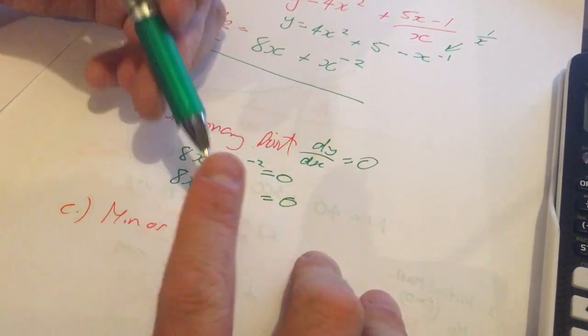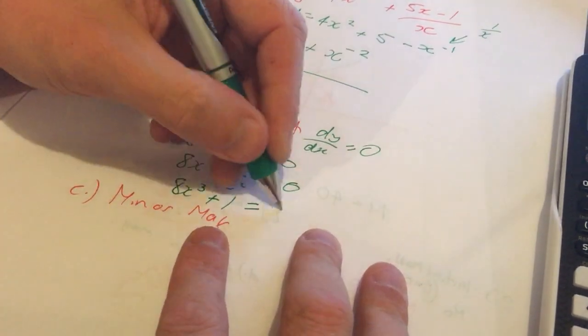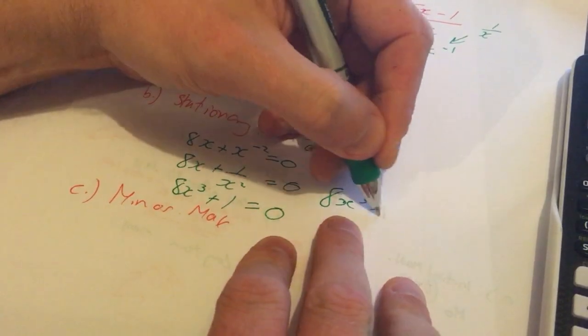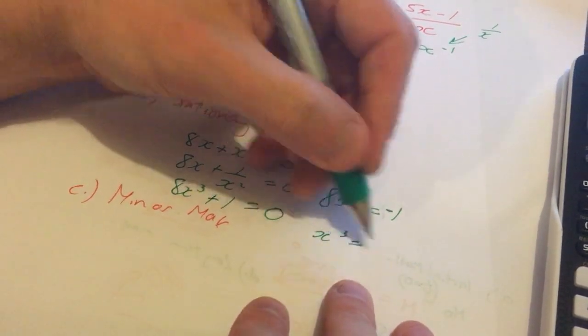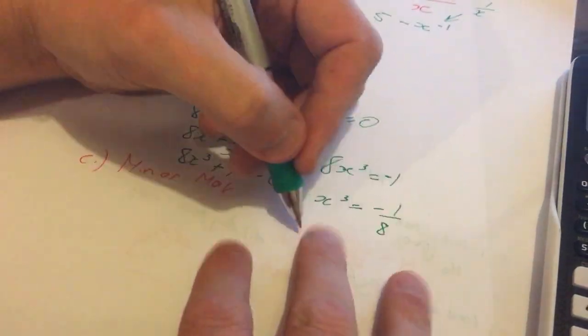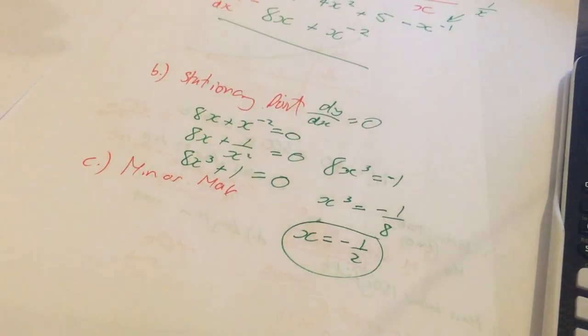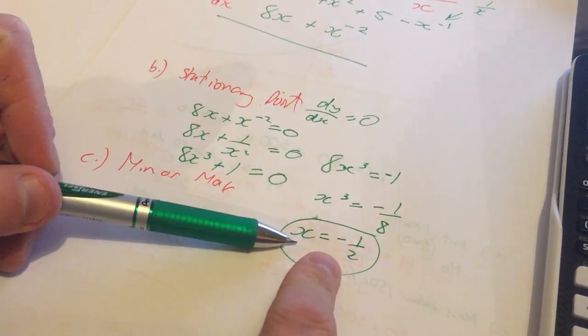That seems easier to solve, so times it all through by x squared, so we get 8x cubed plus 1 equals 0. Subtract 1, so 8x cubed equals minus 1. Divide by 8, x cubed is minus 1 over 8, and then cube root that, and you get x is minus 1 over 2. So the stationary point x coordinate is minus 1 over 2. We need the y coordinate too.